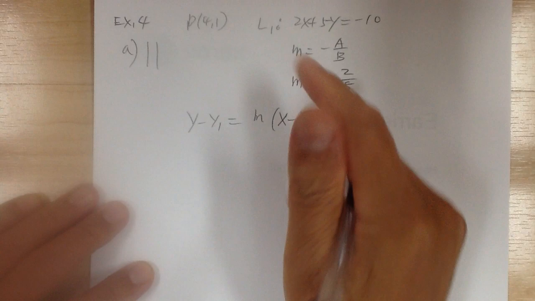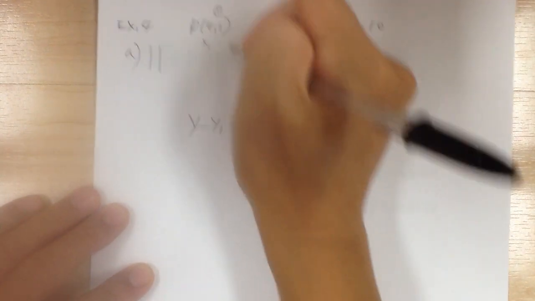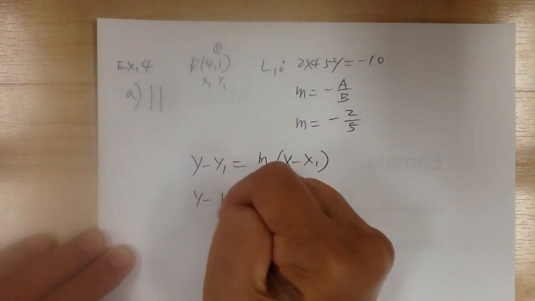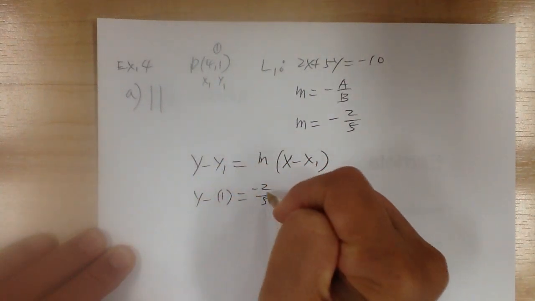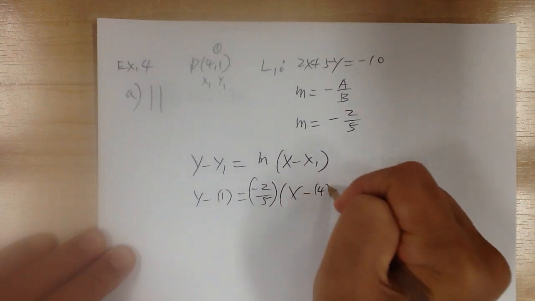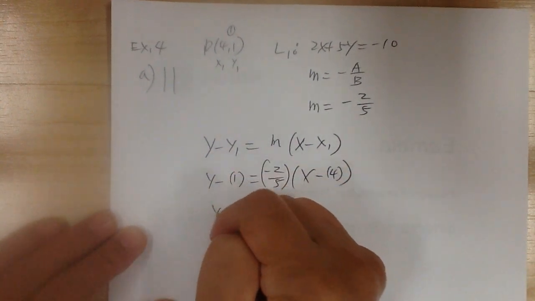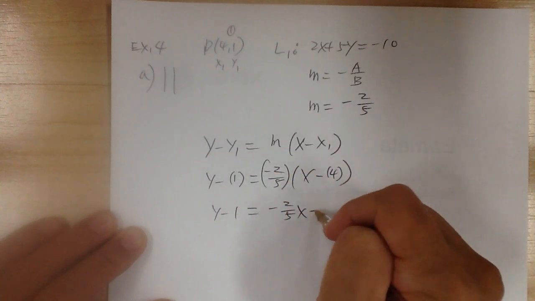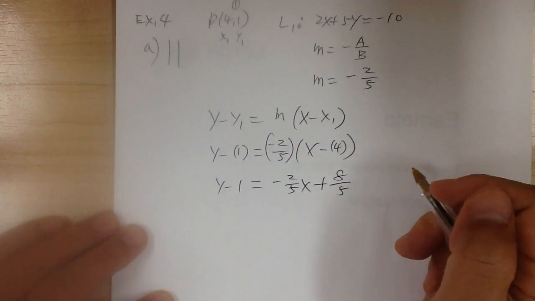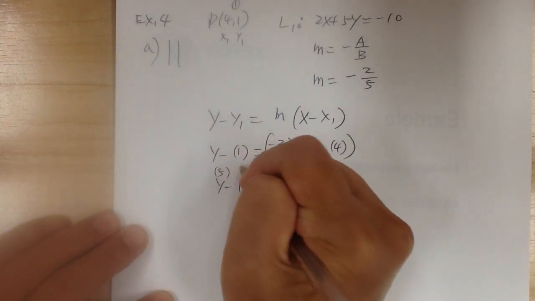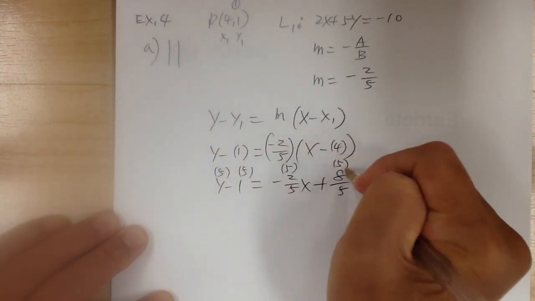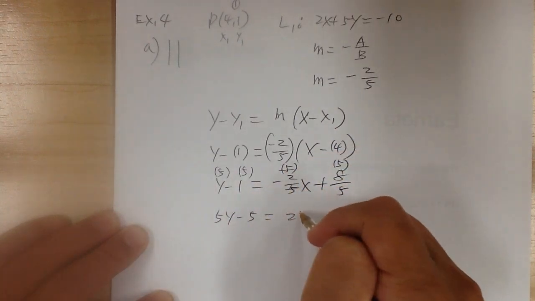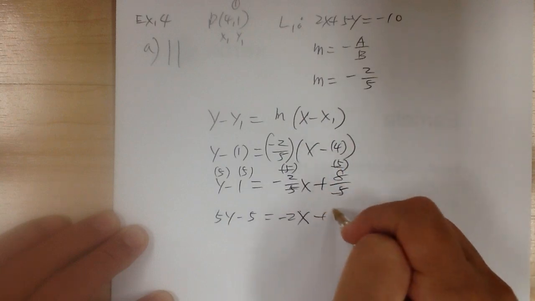You have y minus y1 equal to m times x minus x1. Put everything in here, with the point as x1, y1. So you get y minus 1 equal to negative 2 over 5 times x minus 4. Work everything out: y minus 1 equal to negative 2 over 5x, and multiplying, you get plus 8 over 5. Your next step is to multiply everything by 5, so you get 5y minus 5 equal to negative 2x plus 8.